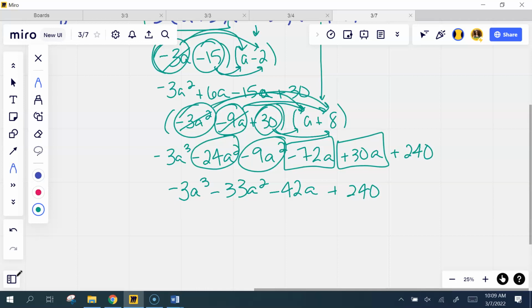If I were asked to classify this, what type of polynomial is it by both degree and number of terms? A cubic polynomial. This is a cubic polynomial. What is the degree? Leading coefficient? Constant. 240. Exactly right. Other questions? Very good.